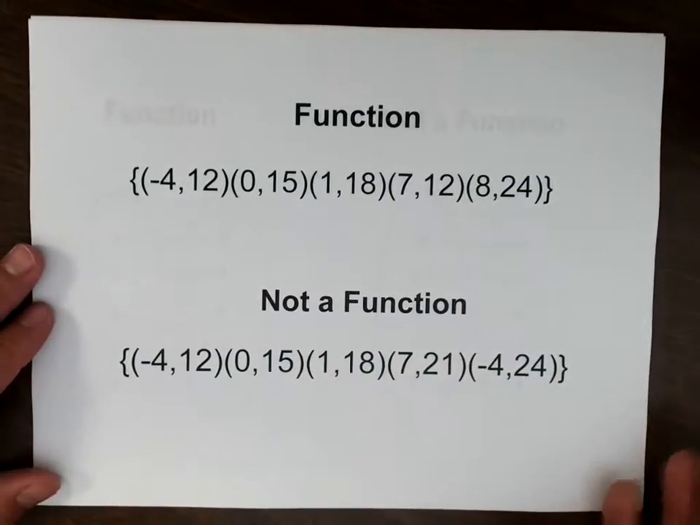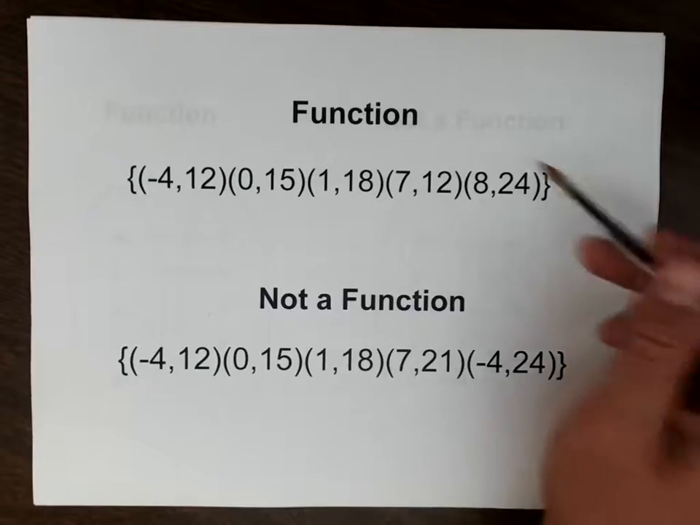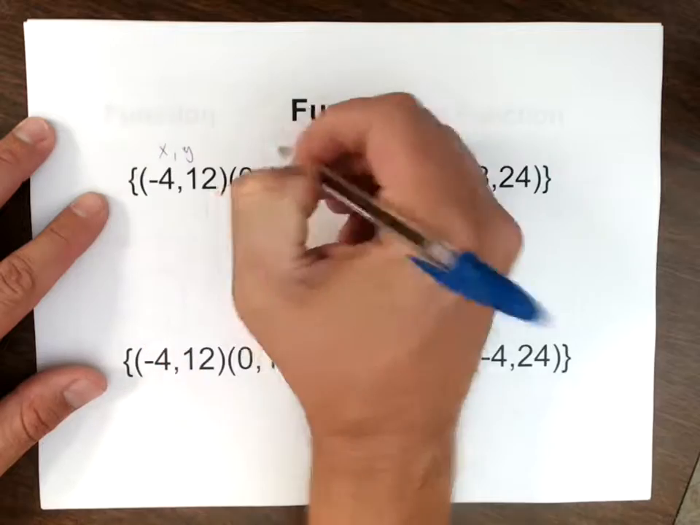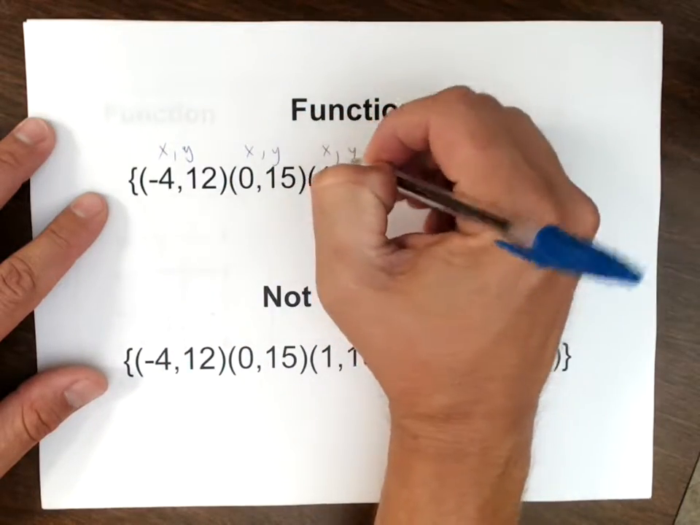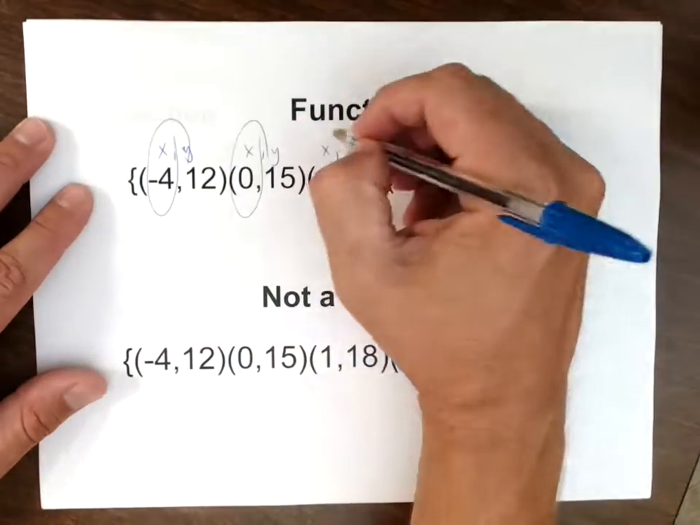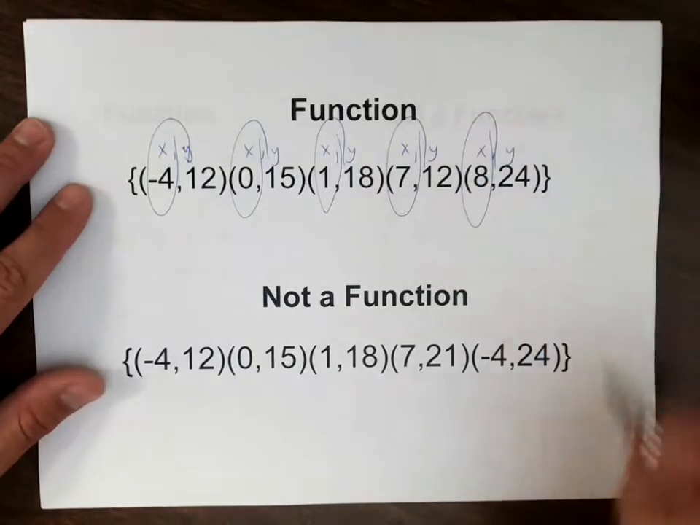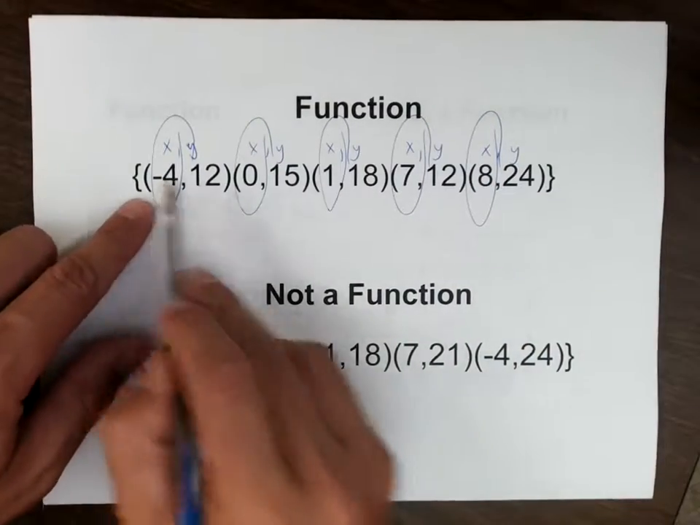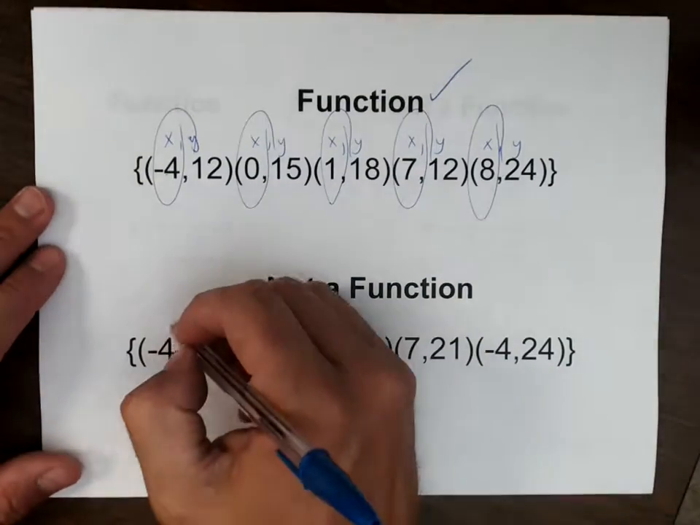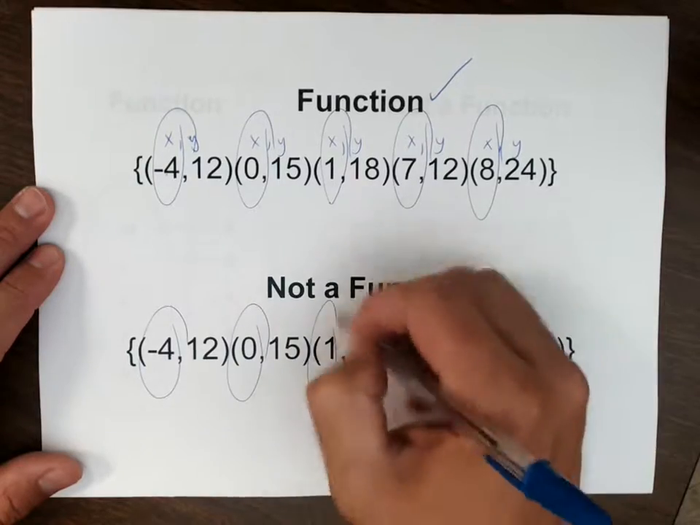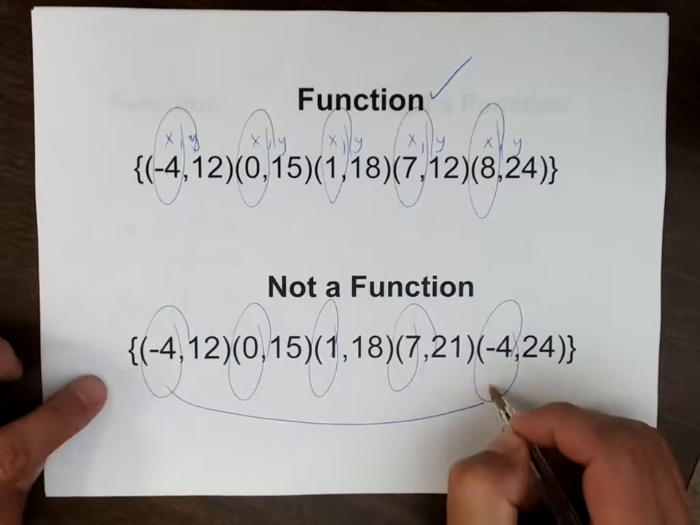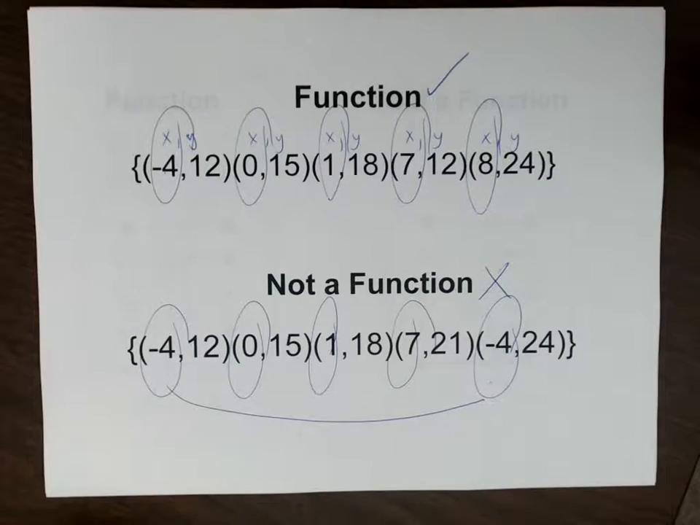Okay, a little bit more of a different format. You'll probably see these really often on the STAR test. You'll see this on our review and our exam. It's x comma y, x comma y, x comma y, x comma y. So I'm only looking at my x values. Instead of a table format, now they're kind of listed out. So -4, 0, 1, 7, 8. Yes, that's a function. -4, 0, 1, 7, -4. Oops. These repeated in the x column. No, not a function.